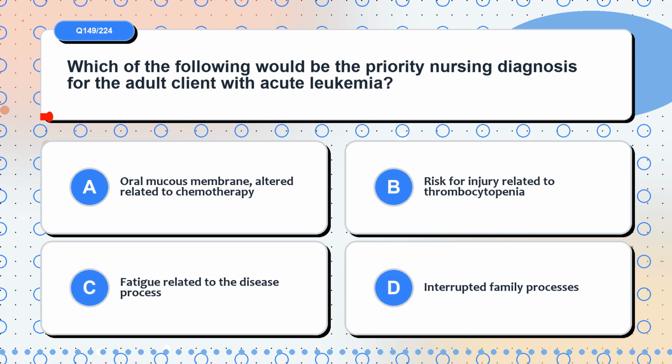Question 149. Which of the following would be the priority nursing diagnosis for the adult client with acute leukemia? Here are the options. Option A, oral mucous membrane, altered related to chemotherapy. Option B, risk for injury related to thrombocytopenia. Option C, fatigue related to the disease process. Option D, interrupted family processes.